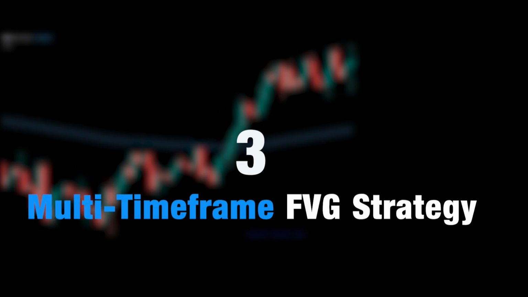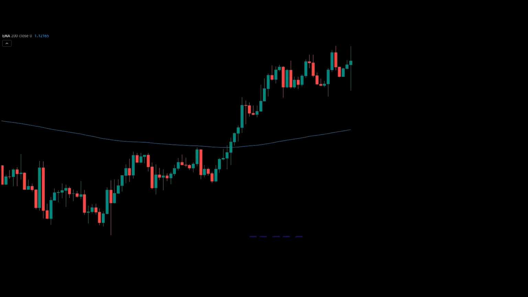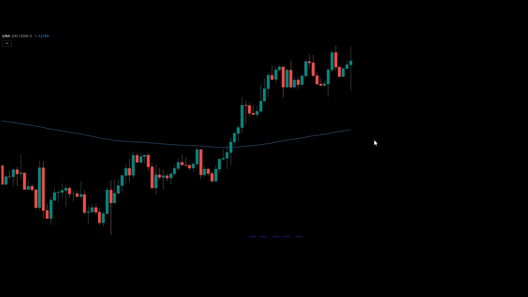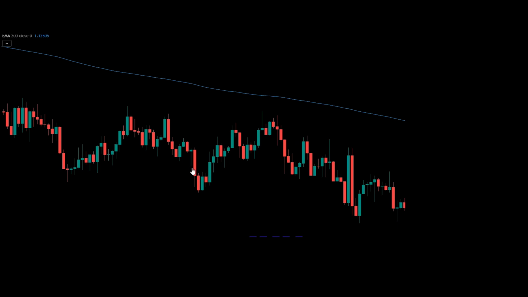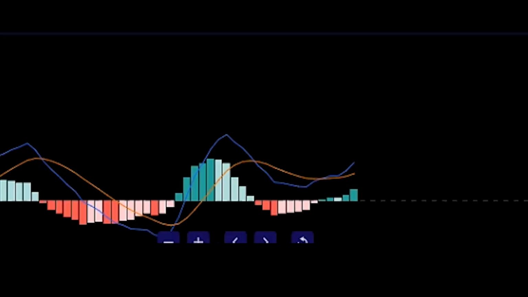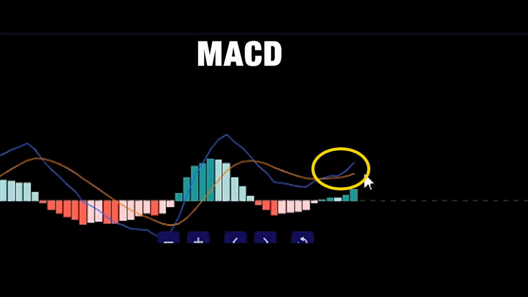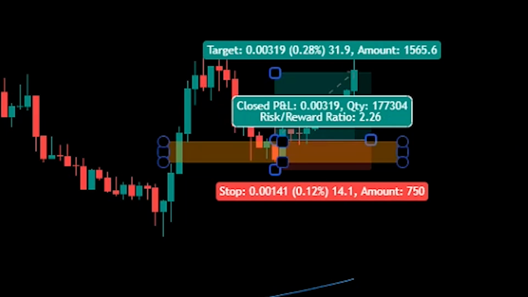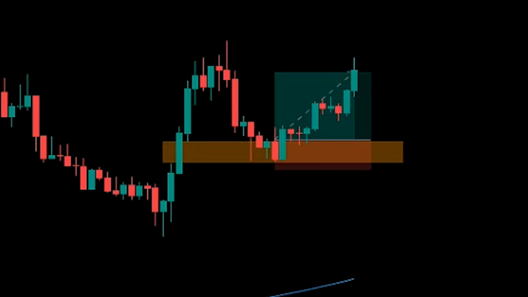3. Multi-time frame FVG strategy. Start by identifying the general trend in higher time frames like the 4-hour using the EMA 200 for direction. If the price is above the EMA, focus on bullish FVGs. If it's below, look for bearish FVGs. Then, switch to smaller time frames like the 1 hour and wait for confirmation using indicators like the MACD. When all confirmations align, enter the trade, setting the stop loss at the FVG invalidation point and take profit at double the stop loss distance.